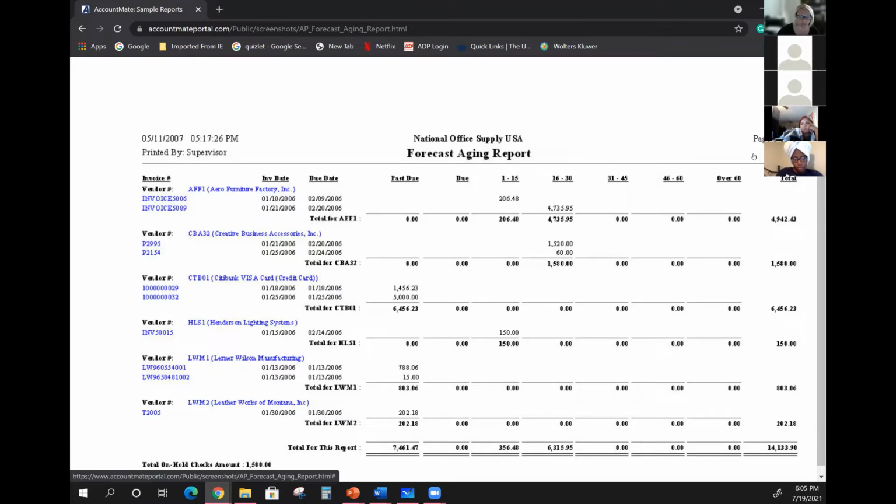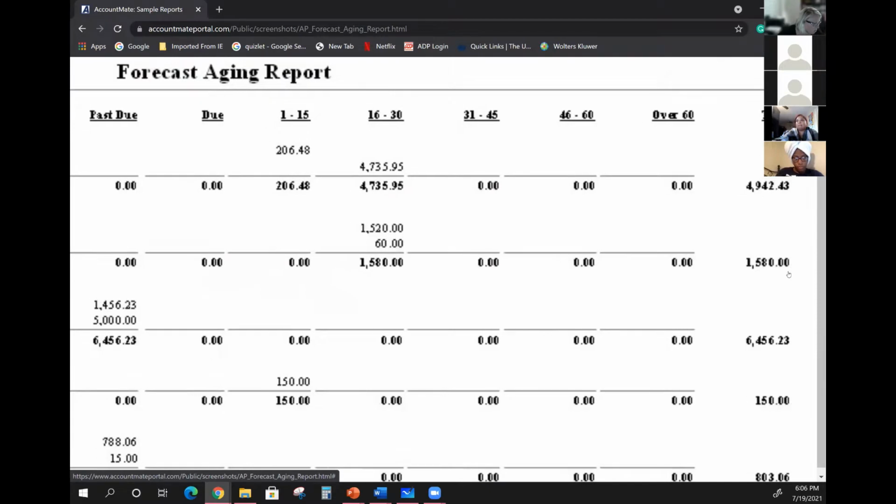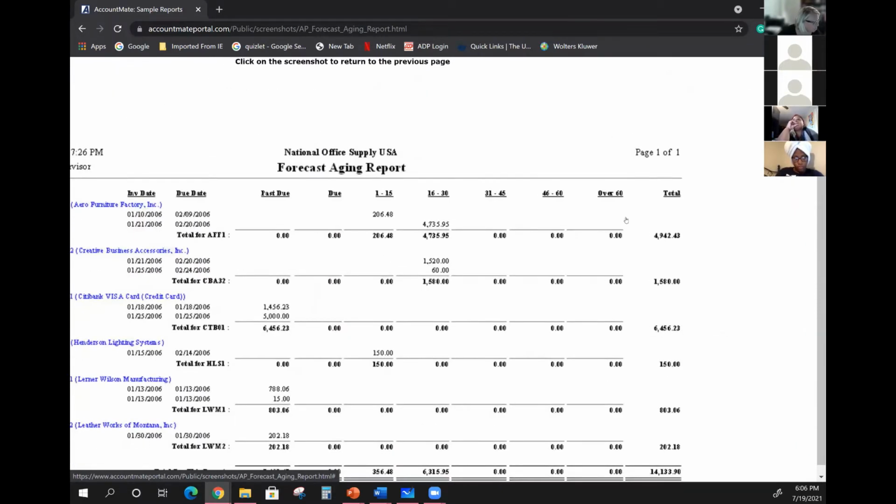It'll list all of the vendors, all of the invoices, show what's due. If you had any kind of discounts that you were able to take, it would show you that as well. So it gives you a lot of information, but this is similar to what it would look like. It would list it out, show you how much, and you can see, okay, here's my total for this Aero Furniture, $49.42. Creative Business is $1,580.